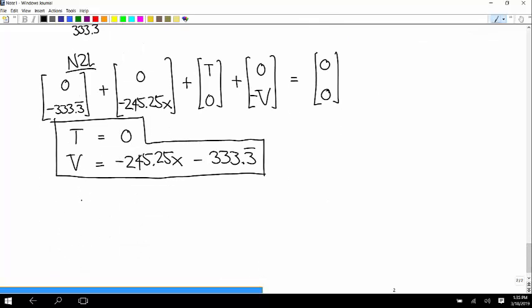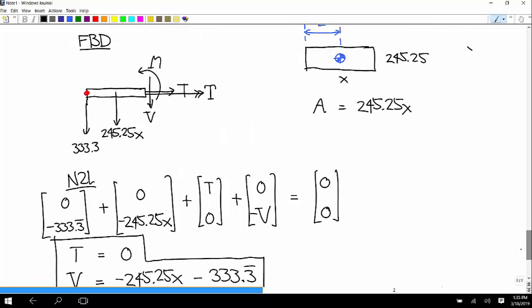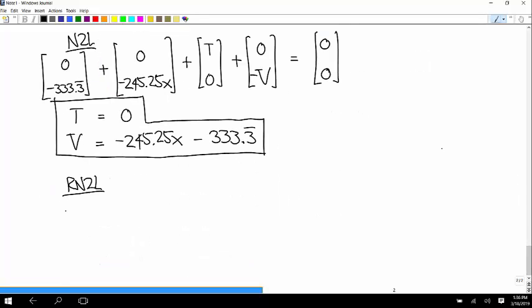And now the moment equation. The 333 doesn't produce a moment around that about point. The 245.25, what's its moment arm? Not quite. X over 2, yep. And does it produce a clockwise or counterclockwise rotation? Clockwise, so it's negative x over 2 times 245.25x.